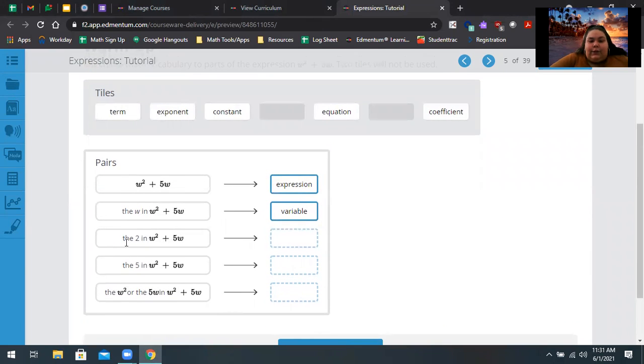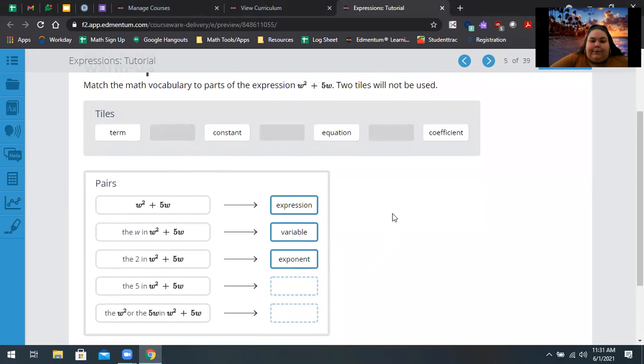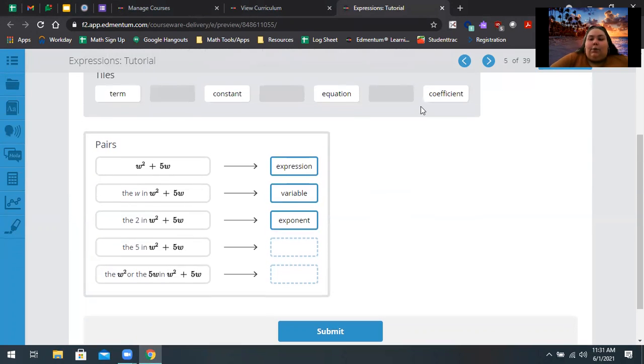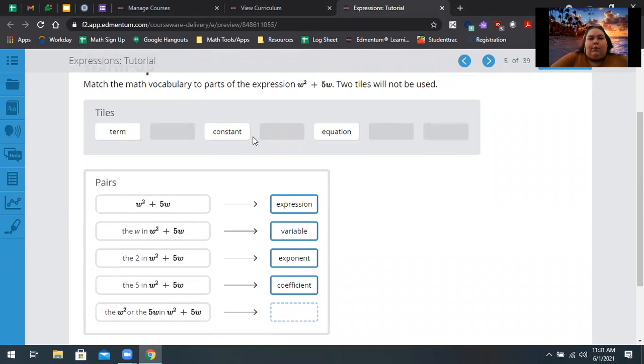It says the next one is the 2 in w squared plus 5w. Well, the 2 is only found in w squared, and that is raised to a power. So power, or our exponent here. The 5 in w squared plus 5w. So this 5 in front of 5w, remember, when you have a number in front of a variable, that is the coefficient.